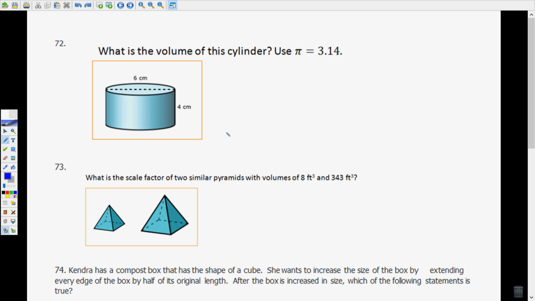Welcome back. We are starting with number 72 for video number 8. What is the volume of this cylinder?